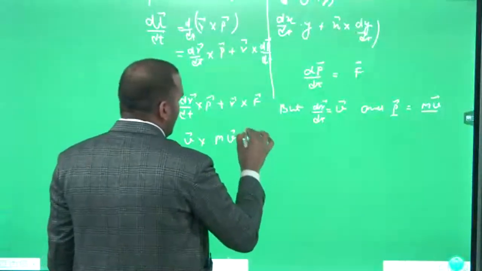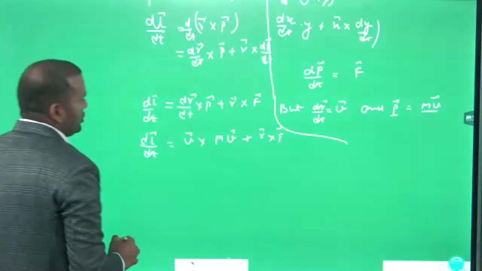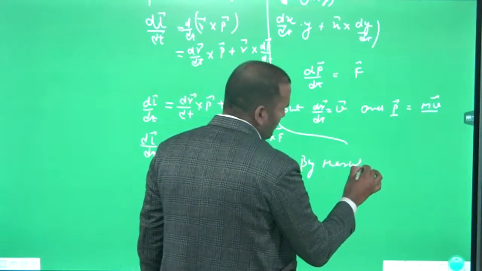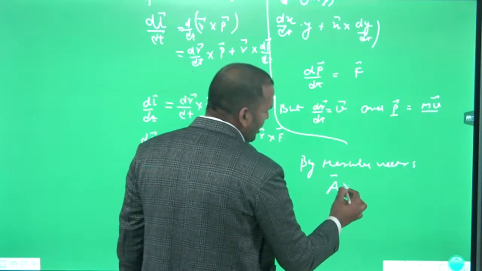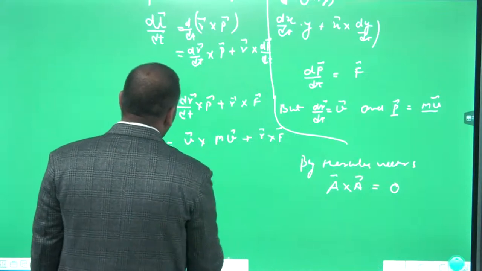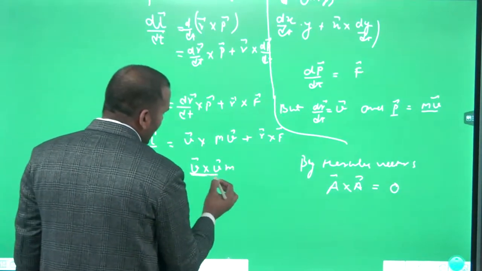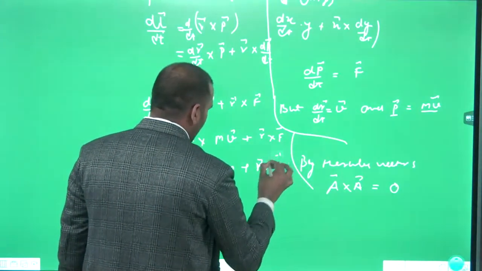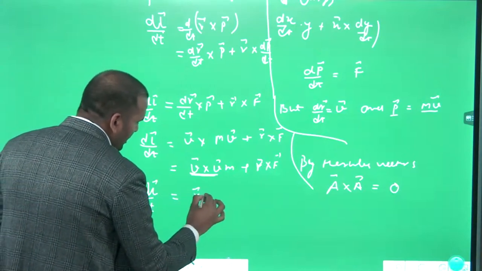And we have an additional term, r vector cross F vector. By the rule of vectors, we know that the cross product of a vector with itself has magnitude zero. So here we have v vector cross v vector into m, and this value is zero, and r vector cross F vector remains. So dL vector upon dt is equal to r vector cross F vector.